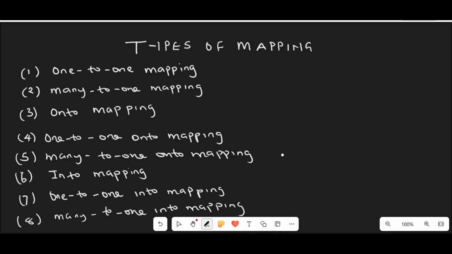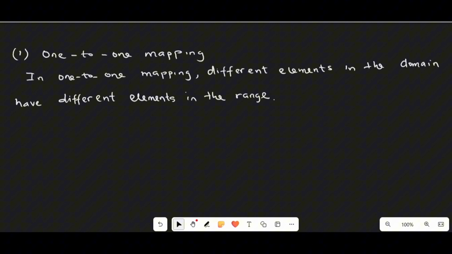In today's tutorial, we want to consider types of mapping, which are one-to-one mapping, many-to-one mapping, onto mapping, one-to-one onto mapping, many-to-one onto mapping, into mapping, one-to-one into mapping, many-to-one into mapping.